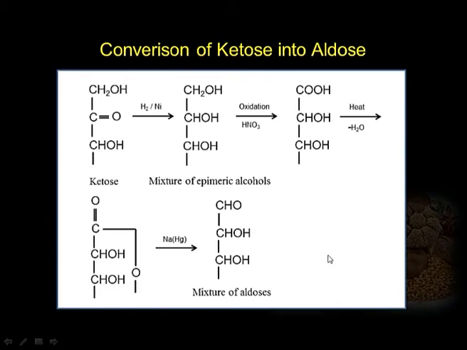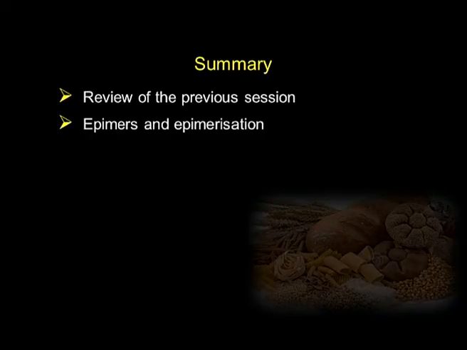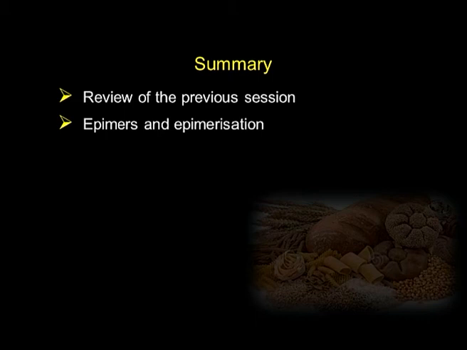Now, let us revise what we have done today. After reviewing the work of previous session, we discussed what are epimers and the process of epimerization. I will briefly repeat that epimers are those isomers of aldoses or ketoses which differ in their configuration at any one of the carbon atoms. We specify the number of that carbon atom, and if they differ in their configuration at carbon number 2 in case of aldoses, then they are simply called epimers.